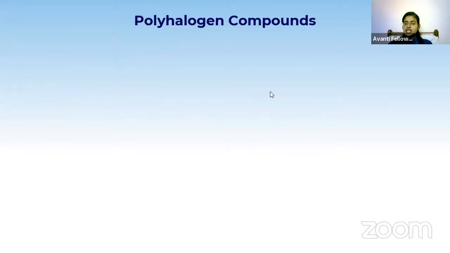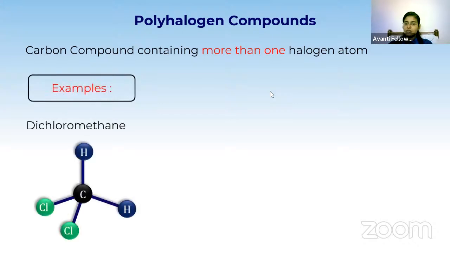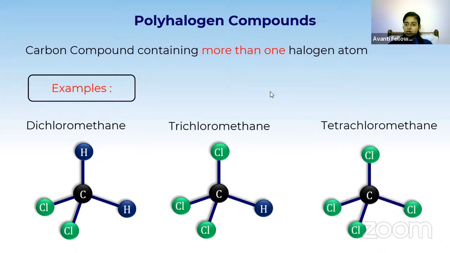So what is meant by a polyhalogen compound? Carbon compounds containing more than one halogen atom are called polyhalogen compounds. Examples are dichloromethane, in which there are two chlorine, trichloromethane, in which we have 3 chlorine, and tetrachloromethane, in which we have 4 chlorine. So in all the 3 cases, we have more than one chlorine.